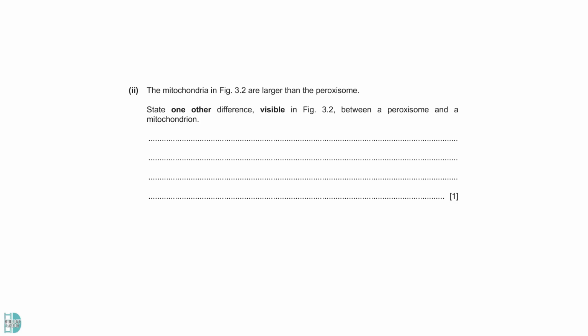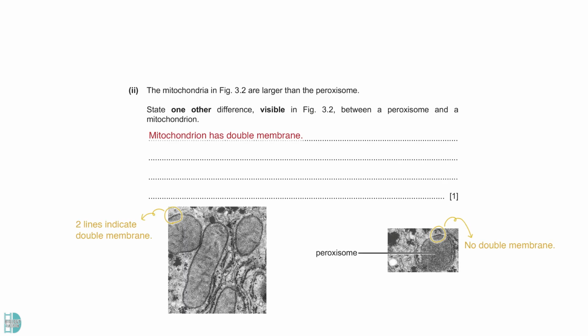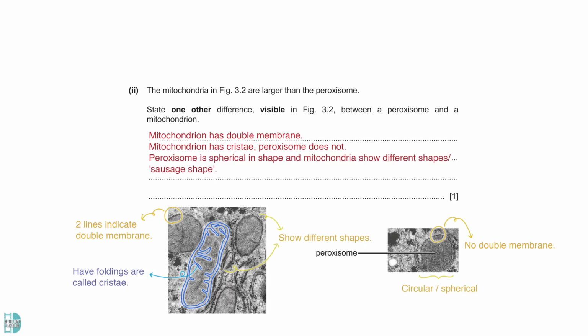C2 wants you to state one difference visible in Figure 3.2 between a peroxisome and a mitochondrion. Mitochondria in the diagram have a double membrane. You can see the foldings of the inner membrane in the photomicrograph. Those foldings are called cristae. Peroxisome does not have it. The peroxisome is spherical, and mitochondria show a variety of shapes. You can also describe the shape of a mitochondrion as a sausage shape.